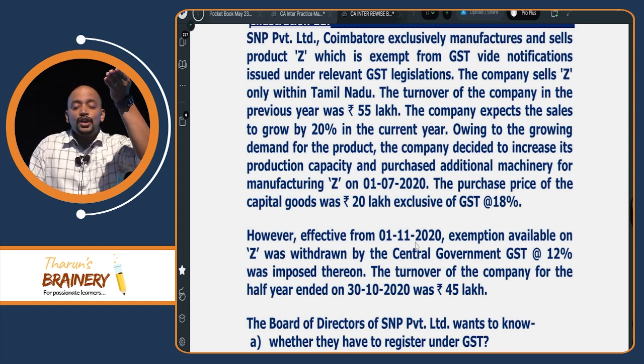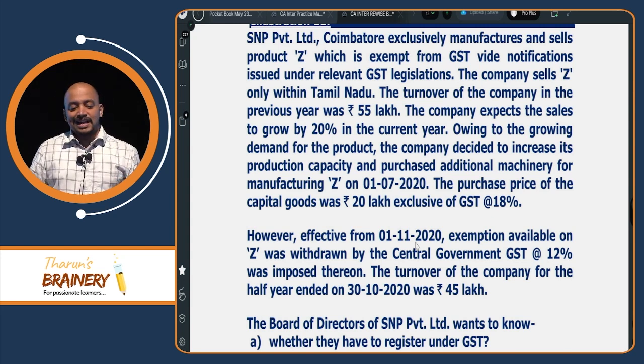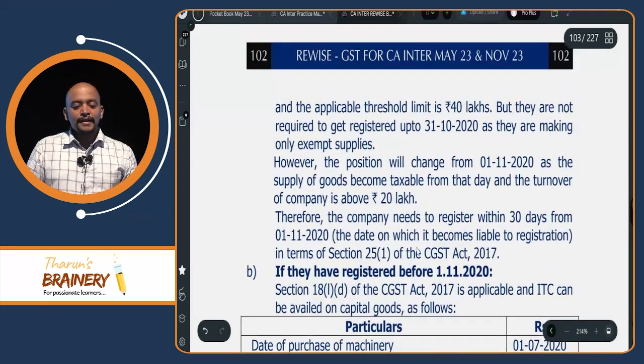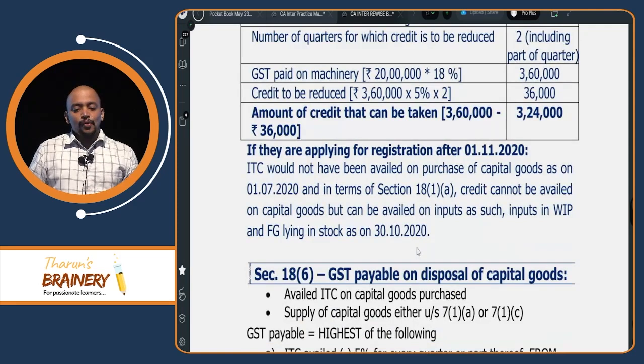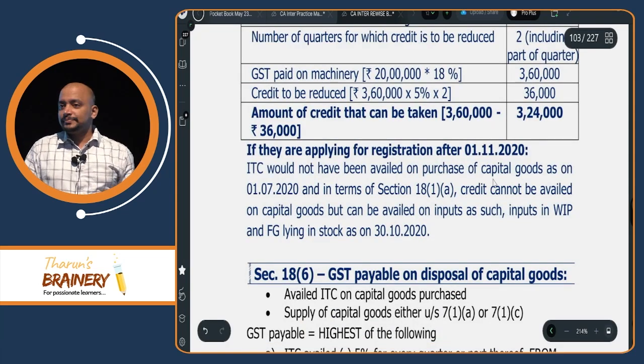18(1)(d) is applicable only when a registered person is having exempted supply and his exempted supply becomes taxable. Now only we are applying for registration. Where from they can take ITC on capital goods? So they cannot take ITC on capital goods because now only they are getting registered. What if they are already registered? Then they can take ITC on capital goods.